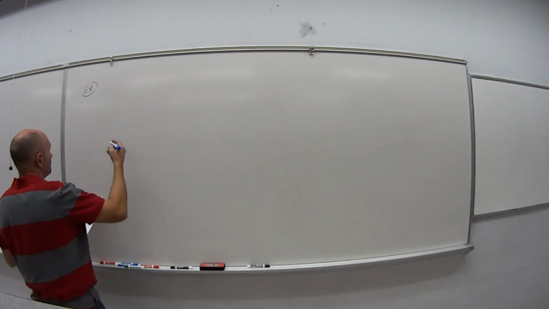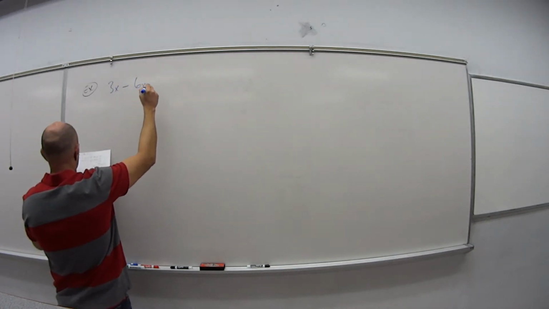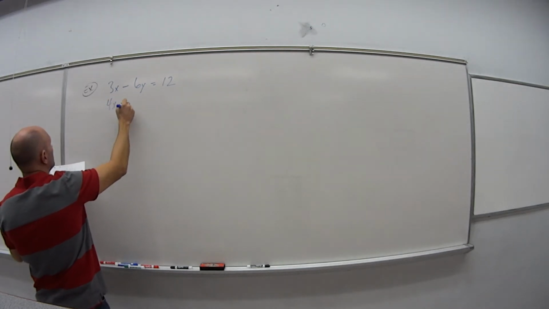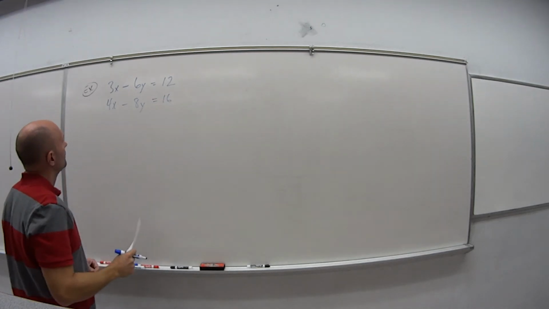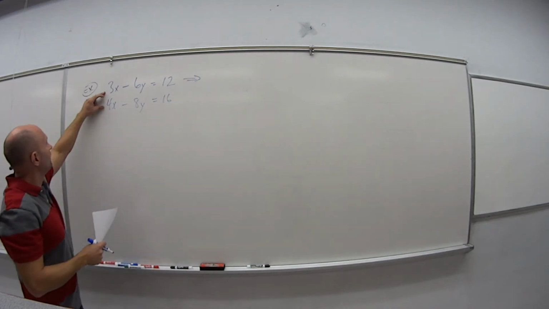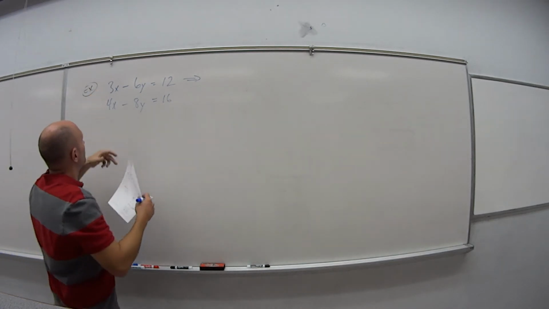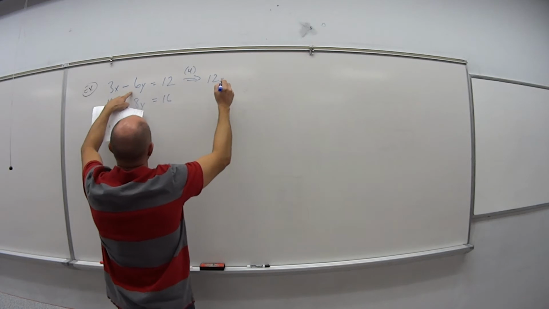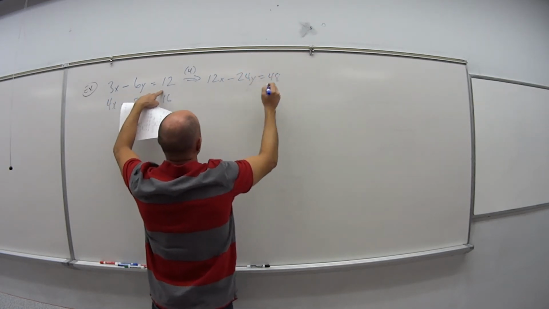So let's say I have 3x minus 6y equals 12, and 4x minus 8y equals 16. In this case, I'm going to try to get rid of the x terms. So I'm going to go to 12, since 4 times 3 is 12. If I multiply the top one by 4, what do I get? I get 12x minus 24y equals 48.